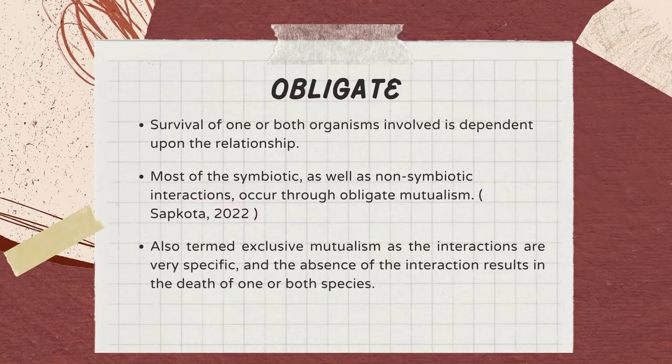Obligate mutualism. In obligate mutualism, the survival of one or both organisms involved is dependent upon the relationship. Most symbiotic as well as non-symbiotic interactions occur through obligate mutualism. Obligate mutualism is also termed exclusive mutualism, as the interactions are very specific and the absence of the interactions results in the death of one or both species.